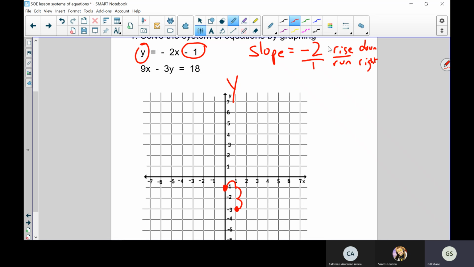Now you need to be very careful when you draw your lines, because your real question is, what is the solution? It's not just graph the 2 lines. It's what is the solution? If you don't draw the lines very carefully, then they're not going to cross in the right spot, and that might confuse you.